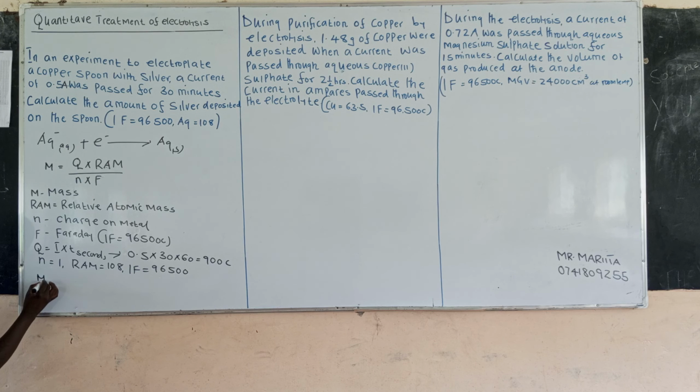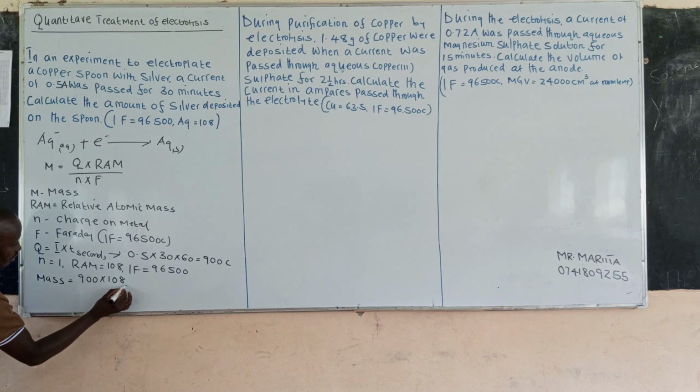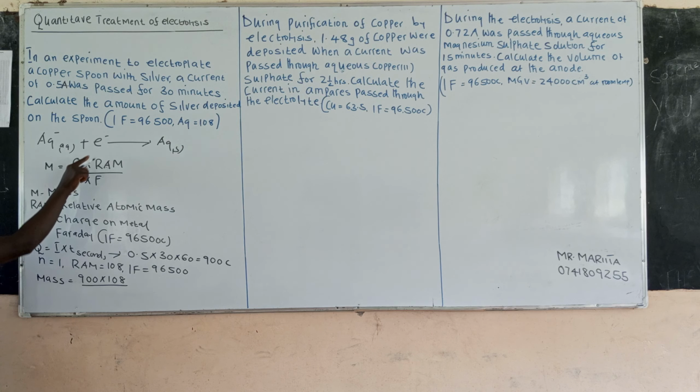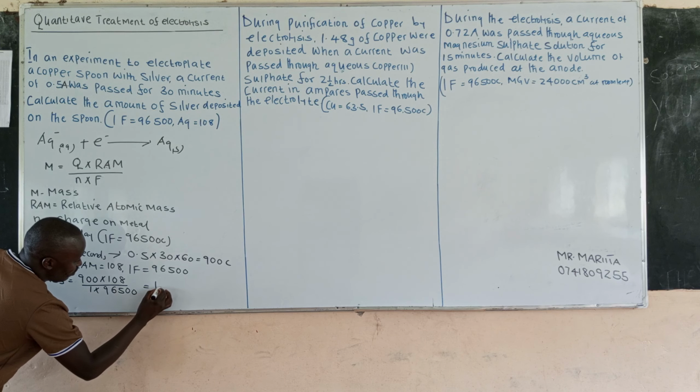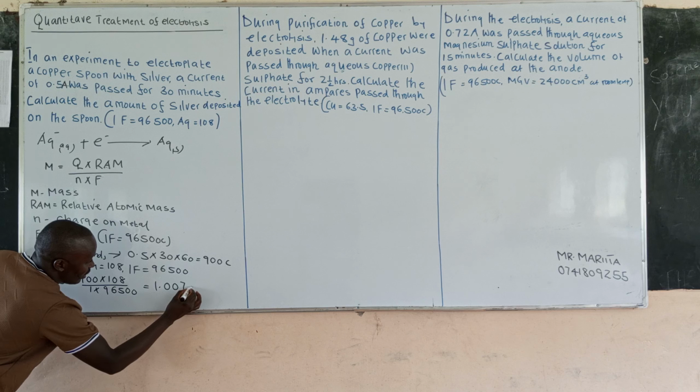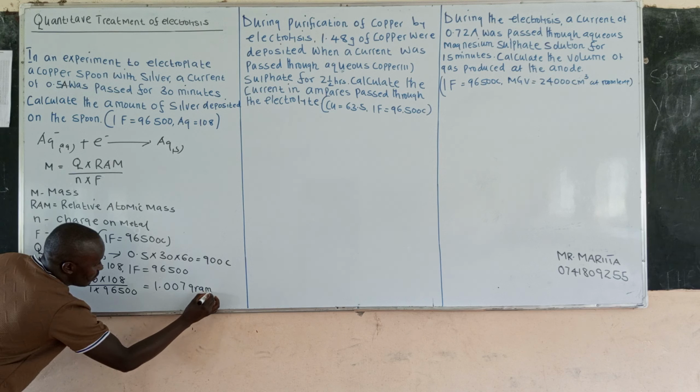Therefore, the mass of the amount of silver deposited is equivalent to the quantity, which is 900, multiplied by the RAM, which is 108, divided by n. In that case it only requires one electron, so we have 1, and our Faraday constant is 96,500. And that will give a mass equivalent to 1.007 grams.